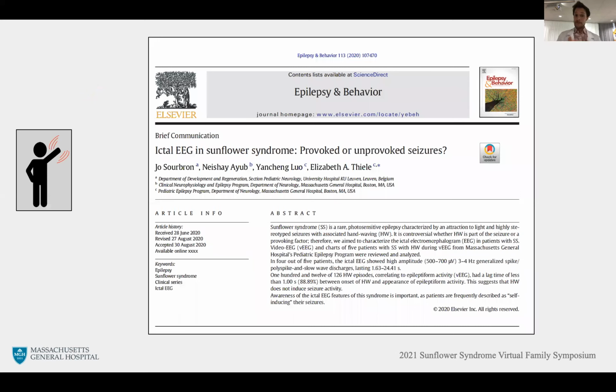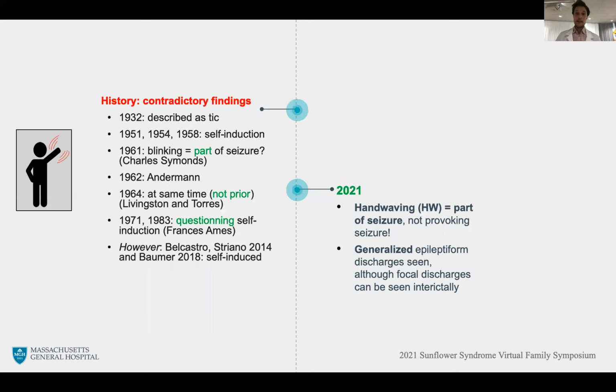This study was published in December 2020, so it's very recently out there. We try to answer the question: are the seizures provoked or not? To put it in perspective, we need to go back to 1932 when sunflower syndrome was described as a tic. Subsequent studies then said, okay, no, the seizures are self-induced. They're mimicking the stroboscopic effect by doing this hand waving.